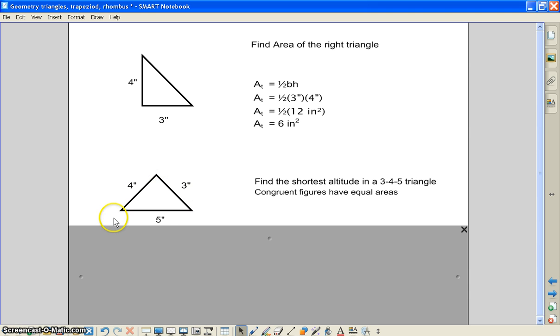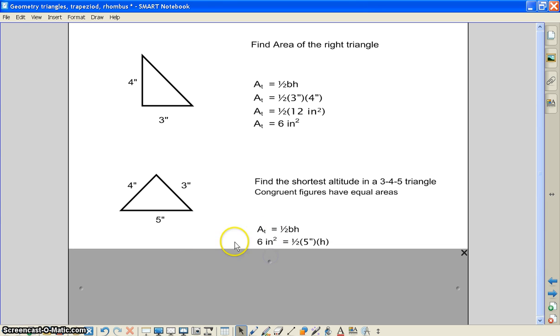If I reorient the same 3, 4, 5 triangle and I say find the shortest altitude in a 3, 4, 5 triangle, we first realize that congruent figures have equal areas. These are congruent figures, the top one and this one. They are both going to have an area of 6 square inches. So I can immediately fill 6 in for the area of the triangle, and if I use 5 as the base, I can immediately fill that in there. That leaves just one unknown in this one equation: the height.